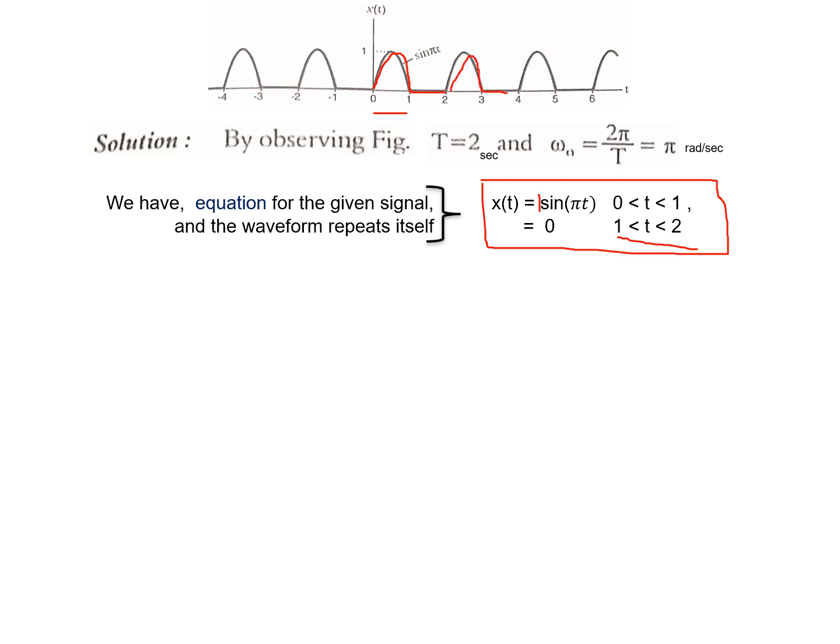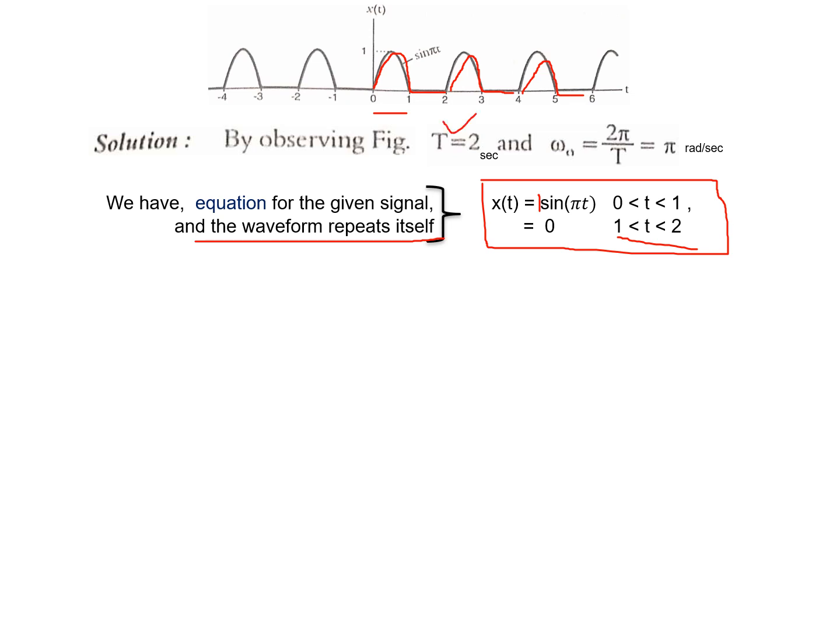See, the same thing repeats. Here it repeats again. Here also it repeats again. It repeats itself time after time. That is, for every 2 seconds it repeats. Therefore the equation is x of t is equal to sine pi t in the time of 0 to 1 second, then 0 in the time of 1 to 2 seconds, and the waveform repeats itself. So this is the equation required.